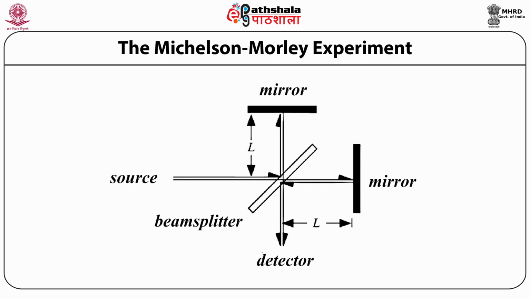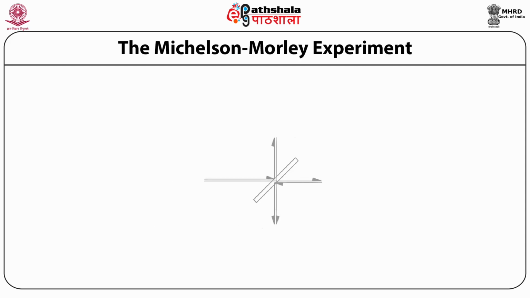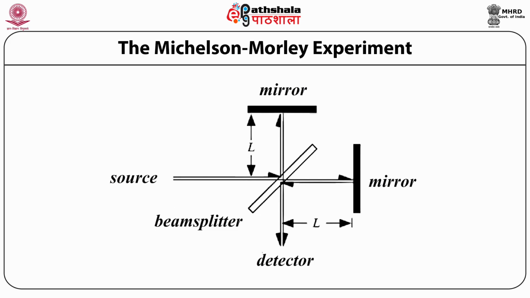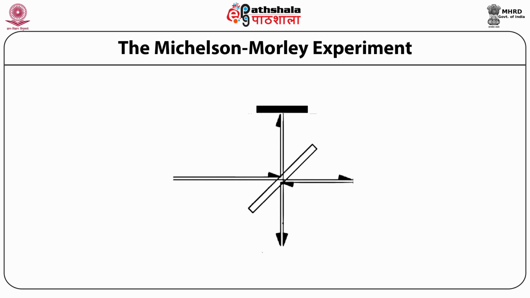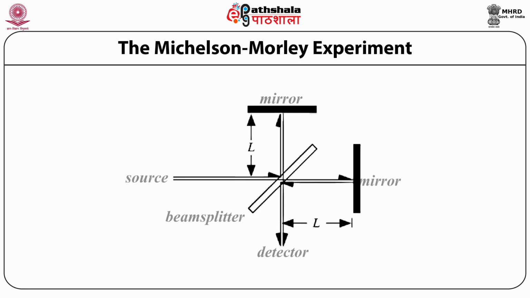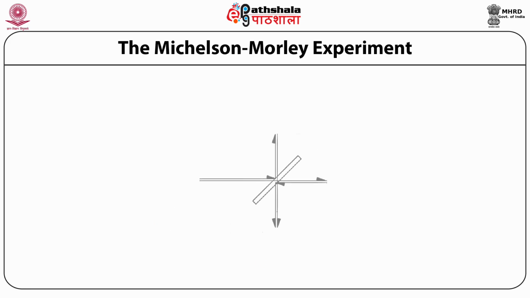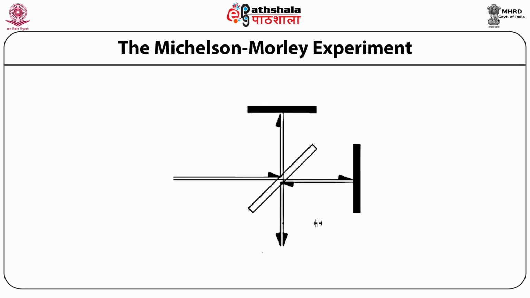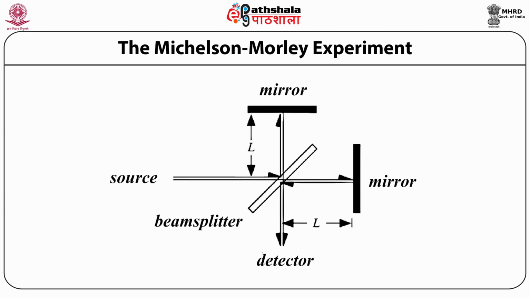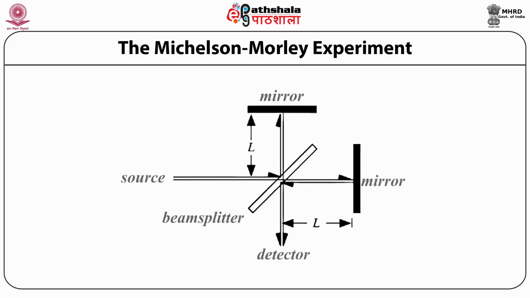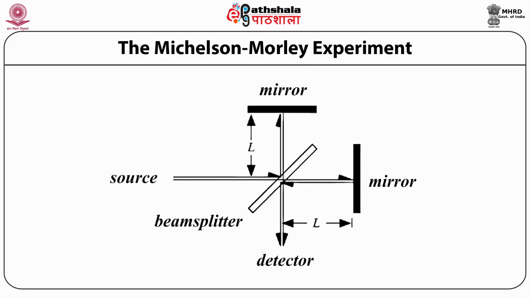The mirror along the axis, the direction in which the electromagnetic wave was originally propagating, reflected its wave, which was again reflected from the beam splitter and went to the detector, while the electromagnetic wave which was reflected from the beam splitter up to mirror 1, after getting reflected from mirror 1, came back to the beam splitter and then came to the detector.